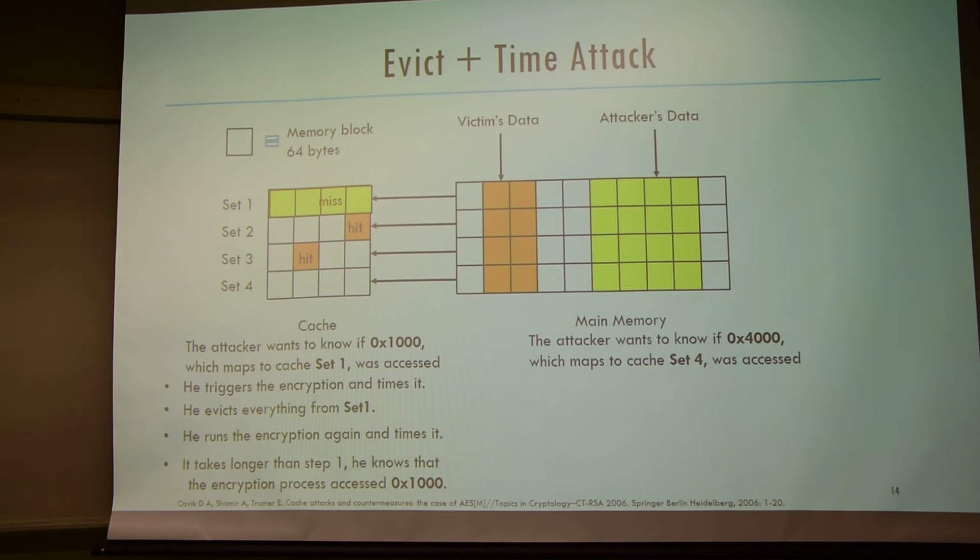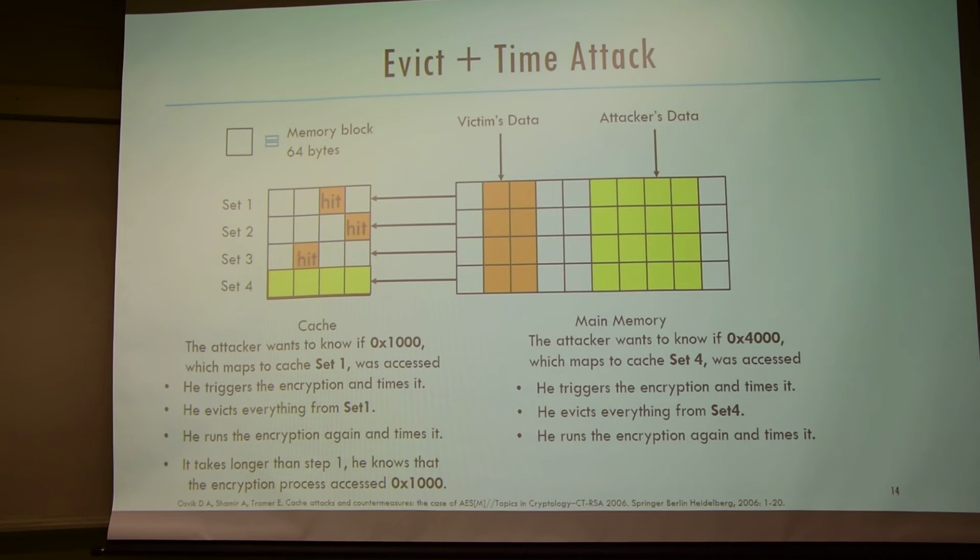Another example is that the attacker wants to know if address 4000, which maps to cache set 4, was accessed or not. He triggers encryption, and this time he evicts everything from that set. He runs encryption again, but he finds that the time is roughly equal.